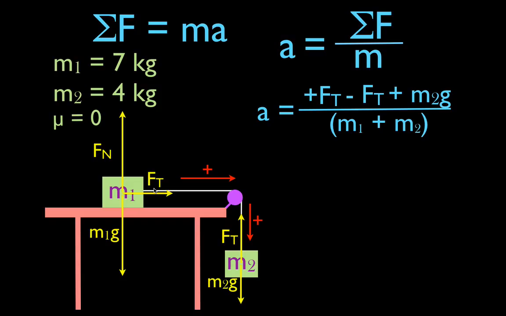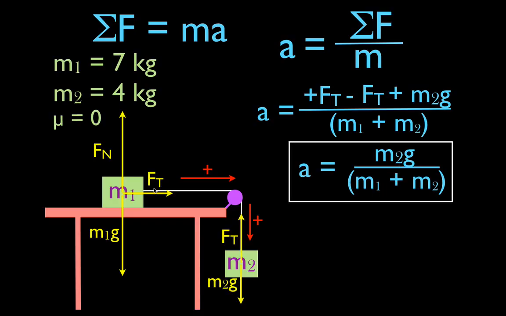You will notice we have plus Ft and minus Ft. We have an inelastic string. That means that those two forces are equal in magnitude and opposite in direction, so therefore they're going to cancel each other out. So when we reduce the equation, we have m2g divided by m1 plus m2. That tells you that this is the equation we use to calculate the acceleration. And you can see there's really only one force, m2g, the weight of m2, that affects the acceleration of those two objects.